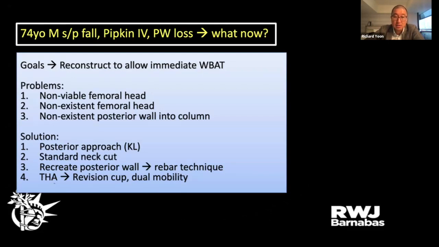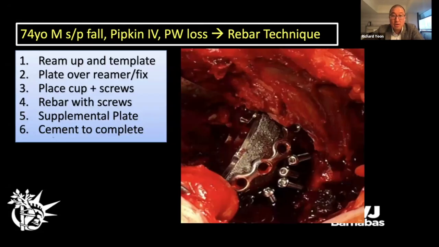I do a standard neck cut to get the head out of the way. I'm going to recreate the posterior wall using the rebar technique, which I'll show you, and then using a revision cup and kind of backing up his abductors and his stability using a dual mobility articulation. So the rebar technique is very, very simple.